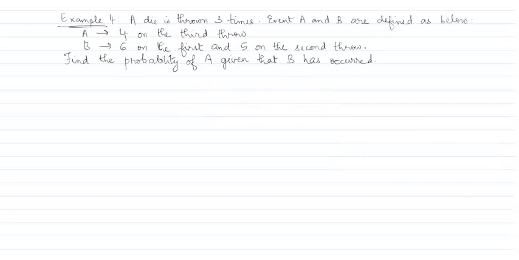Could you attempt this problem on your own? If not, we'll just see. The question goes like this: a die is thrown 3 times. Events A and B are defined as below. A is 4 on the third throw, and B is the event 6 on the first and 5 on the second throw. And you're asked to evaluate the probability of A given that B has occurred.